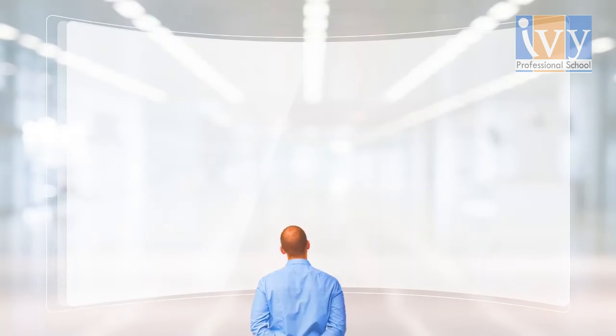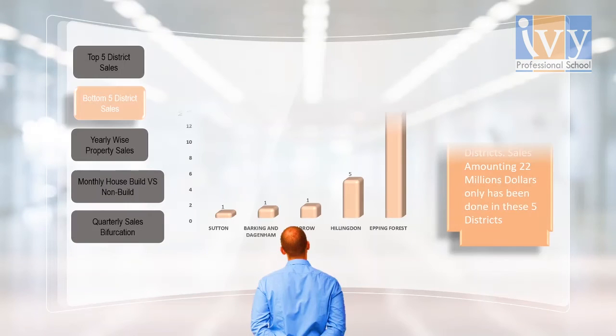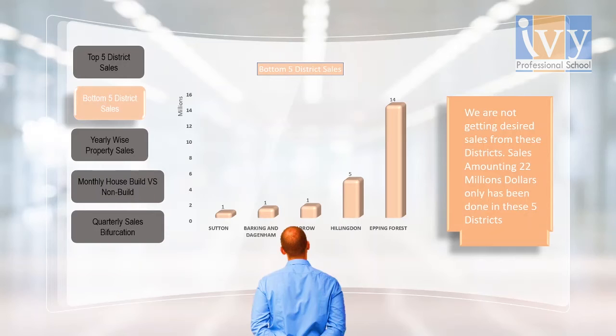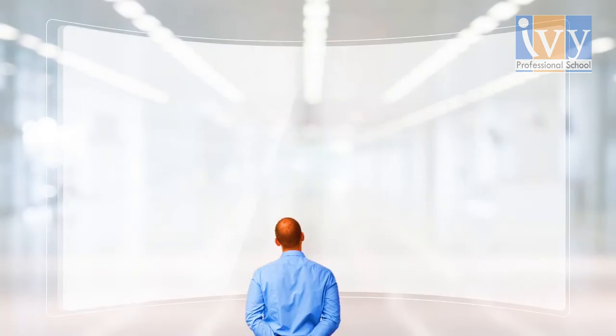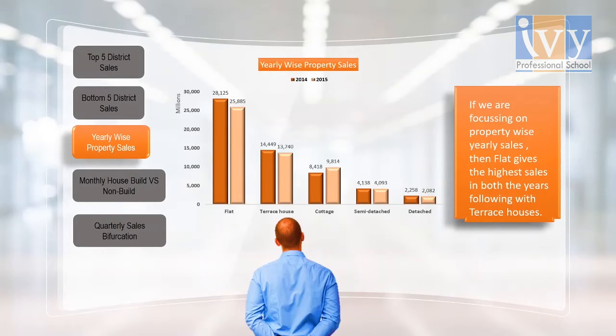If I show you the bottom 5 district sales, these are my bottom 5 district sales. As we are not getting the desired sales from these 5 districts, sales amounting to $22 million have been done in these 5 districts. If I show you the yearly wise property sales, so these are the yearly wise property sales. If we are focusing on property wise yearly sales, then flats give the highest sales in both the years, followed by the terraced houses.